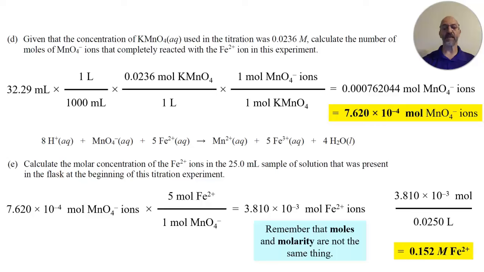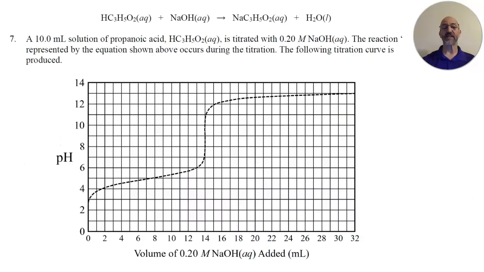0.152 moles per liter. So the answer to part D was 7.62 times 10 to the negative 4 moles of permanganate ions. And then using the stoichiometry, I converted from moles of permanganate to moles of iron. And then I took the moles of iron and I divided by the volume of the solution. So my answer to part E is 0.152 moles per liter. That's my concentration of the iron ions. All right, well, that's the end of this question. So now let's take a look at question 7.